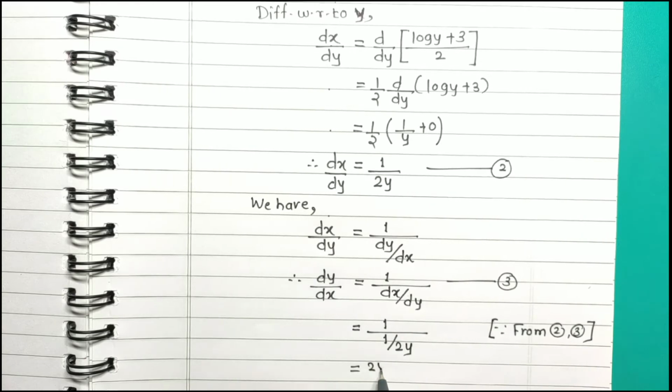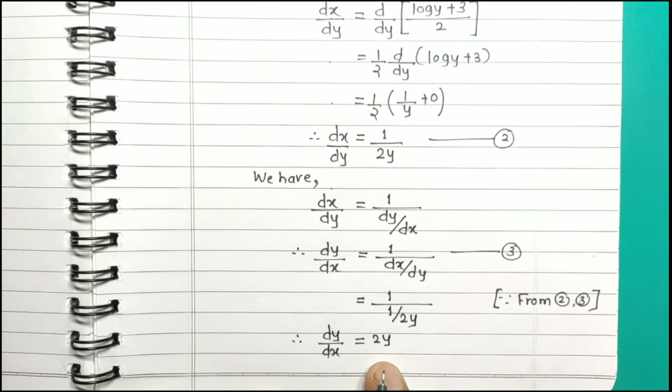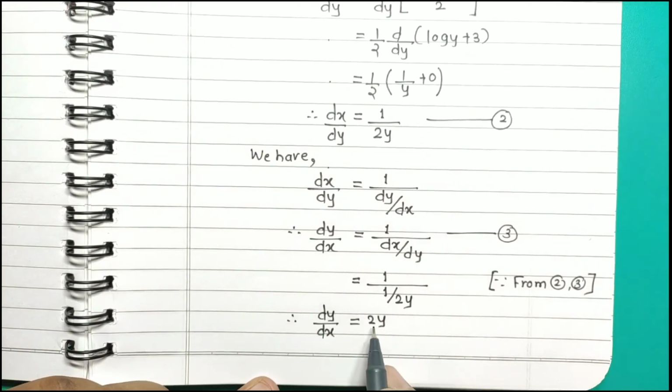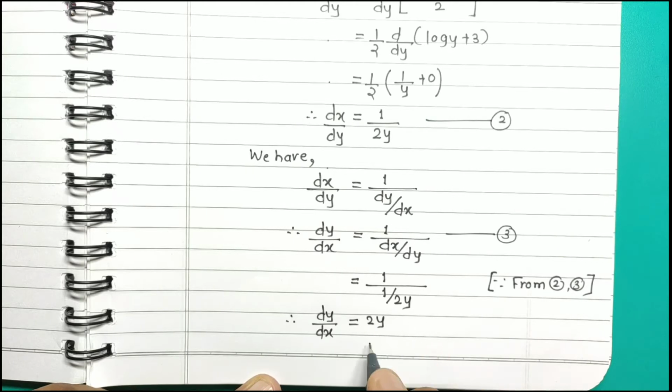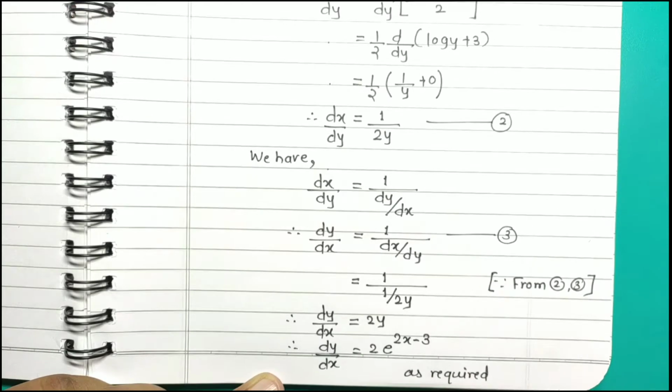So this is nothing but 2y. dy by dx is 2y, but we have to write it in terms of x. So replacing this y, we get dy by dx is equal to 2 into e raised to 2x minus 3, as required. So we have initially found it out.